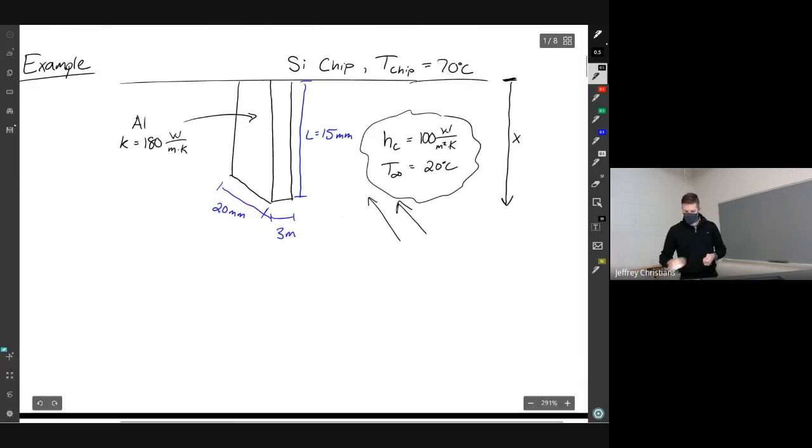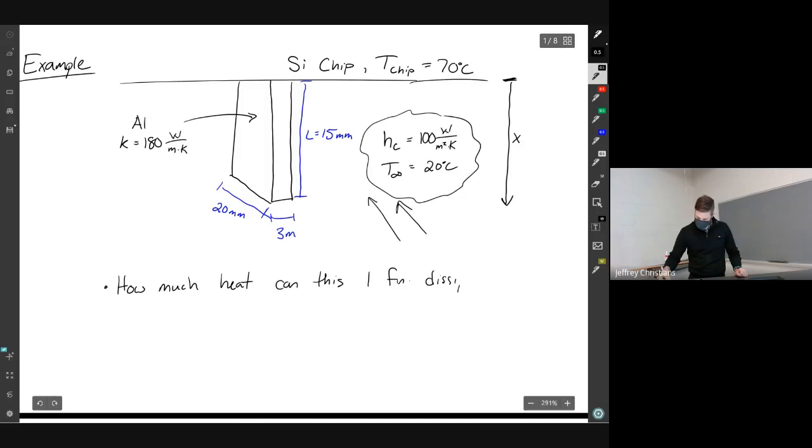So we might ask how much heat can this one fin dissipate? And this might tell us how many of these fins we actually need in practice, right? If we need 30 watts of heat transfer and this one fin gives us 3, then we would need 10 of them. So we can scale it like that after the fact.